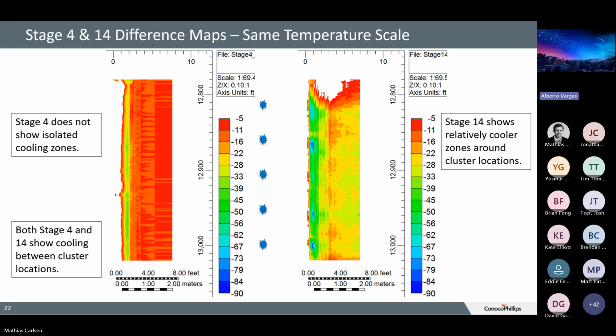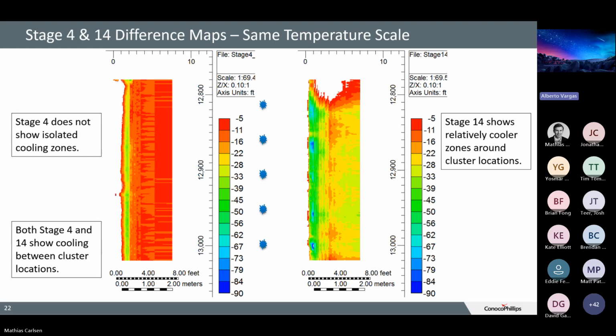These are two different stages, and I need to give you a little background on stage 4 here on the left. Stage 4, it turns out, when we went back and looked at the data, the plugs didn't isolate very well. So we actually lost quite a bit of fluid into stage 3. It was just going past the plug. We did not get a very good fracture necessarily on stage 4, but stage 14, which was by the heel, was one of our best zones in terms of completions.